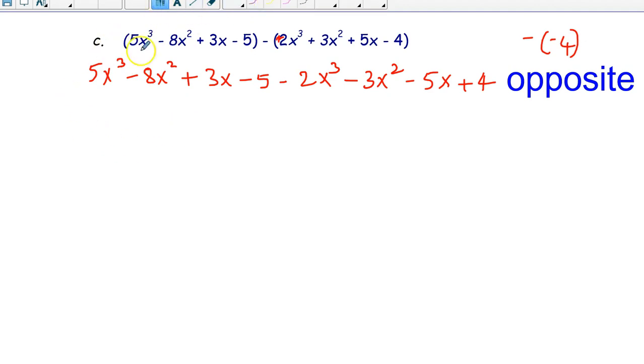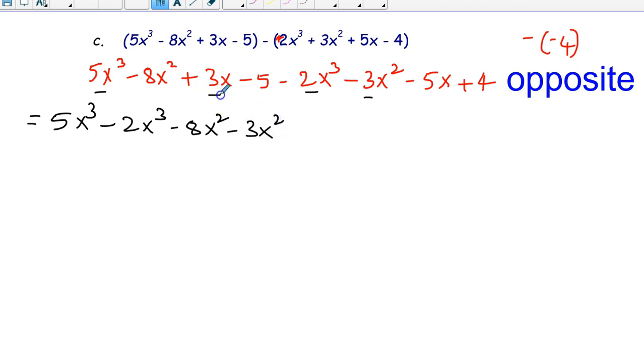Next step. Let us group them. 5x cube minus 2x cube, this 5 and minus 2x cube. Minus 8x square minus 3x square. Then plus 3x minus 5x. Minus 5, the constant value, minus 5 and plus 4.